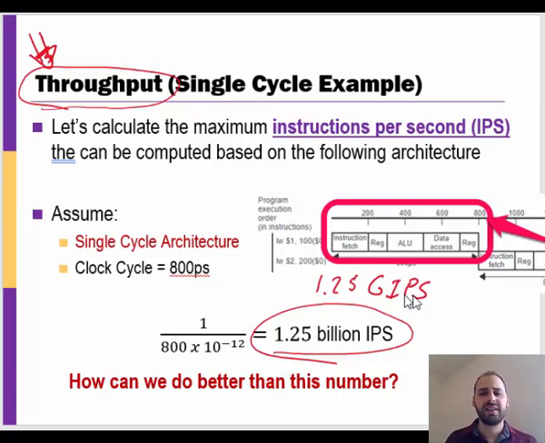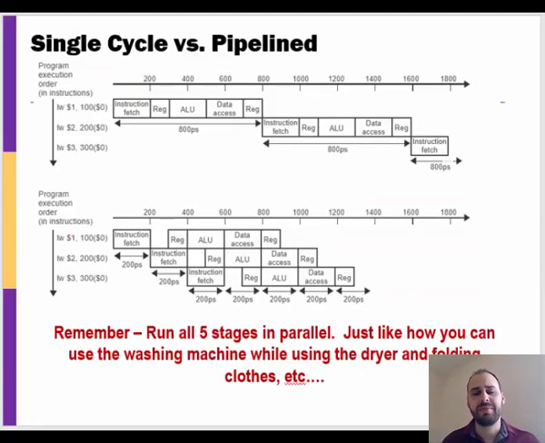Okay. Now let's take this back to the example with the pipeline and ask, can we do better? Can we do better than this? Well, of course we can. We already saw that with the laundry analogy, by doing things in parallel. By doing this in parallel, of course we can do better. We can have better throughput.